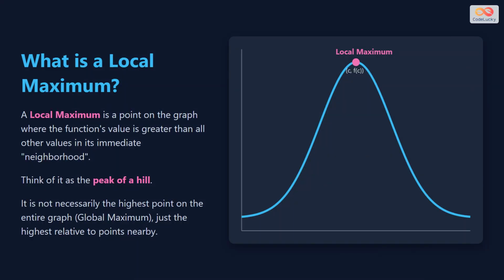First, let us define what we mean by a local maximum. Imagine a roller coaster track. A local maximum is simply the peak of a hill. It is a point on the graph where the function's value is higher than all the other points immediately surrounding it. It might not be the highest point in the entire universe, but it is the king of its own hill.